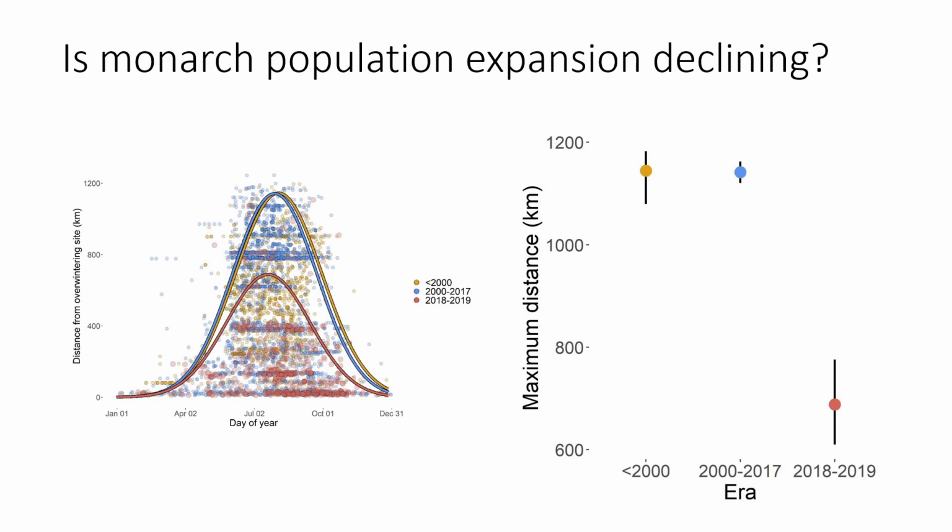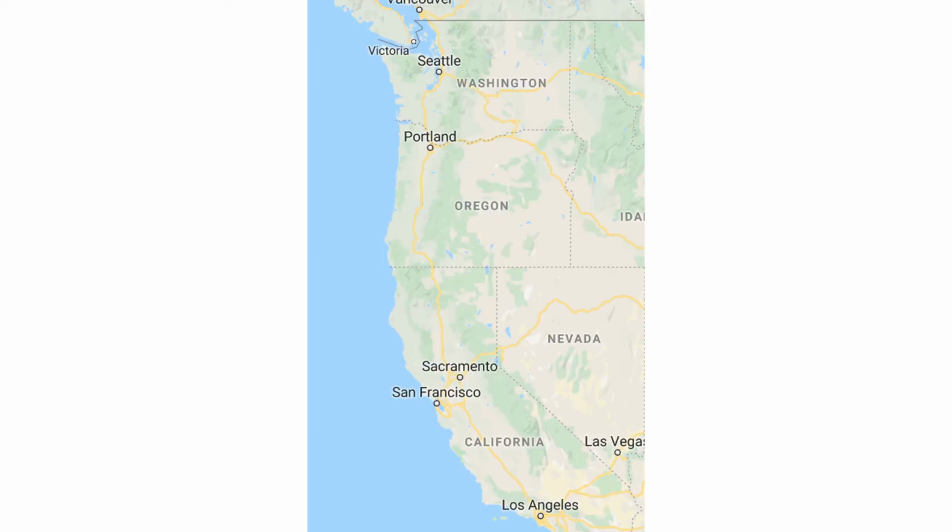But let's put this into context on an actual map. If we look at the western United States, we might think about the overwintering site at Bodega Bay. This is one of the northernmost overwintering sites. In the 1900s and the early 2000s, that 0.9 quantile reaches all the way up to Spokane, Washington, so that at their furthest, 10% of the monarch butterflies were at least that far away from the overwintering grounds. However, in the last few years, that 0.9 quantile only just barely reaches to Bend, Oregon.